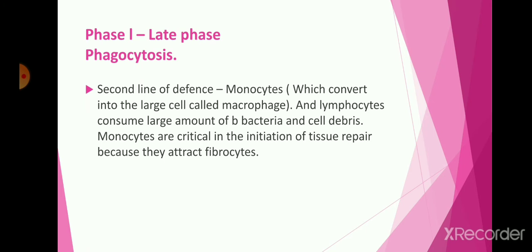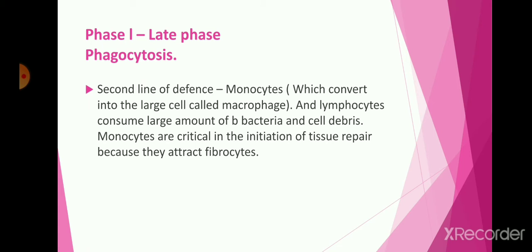The second line of defense is monocytes. Monocytes convert into a large cell which is called a macrophage, and macrophage is responsible for the phagocytic process, that is engulfment of foreign material and dead tissue. And the lymphocyte consumes a large amount of bacteria and cell debris.